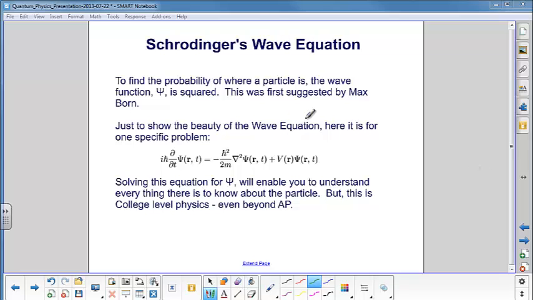Once you have the wave function, if you square the wave function, psi squared, that gives you the probability of where a particle is. Again, it doesn't tell you exactly where it is, it just gives you the probability. This was first suggested by Max Born. And again, just to show the absolute beauty of the wave equation, here it is for one specific problem.